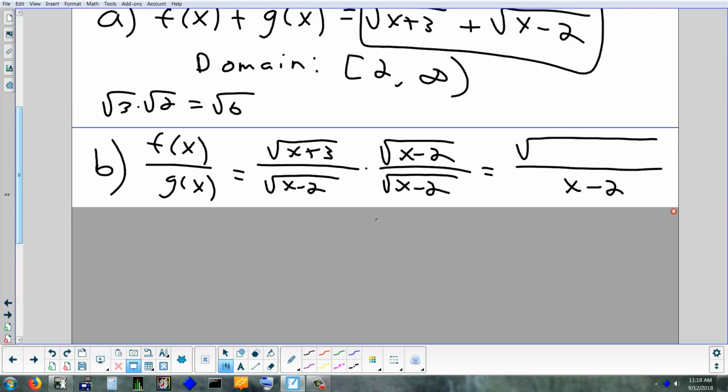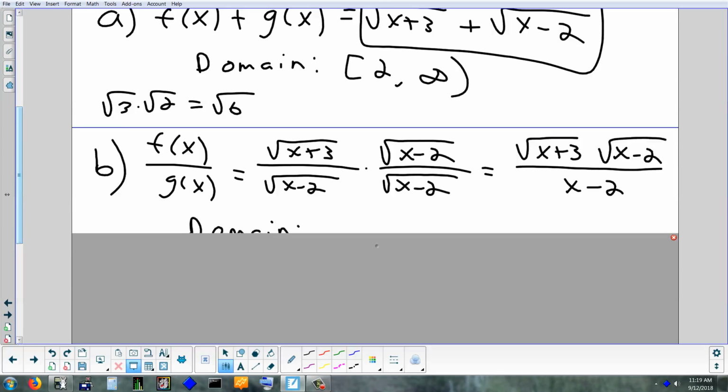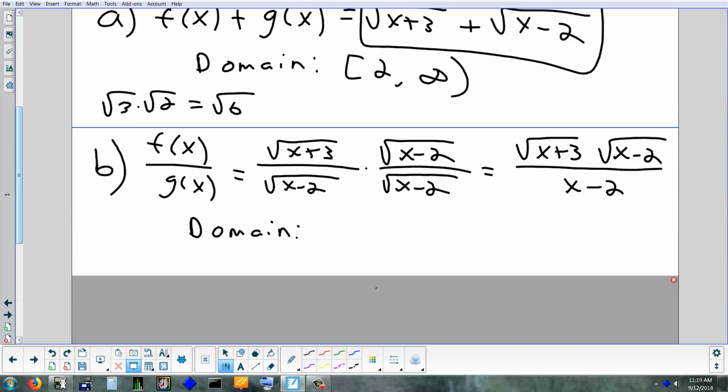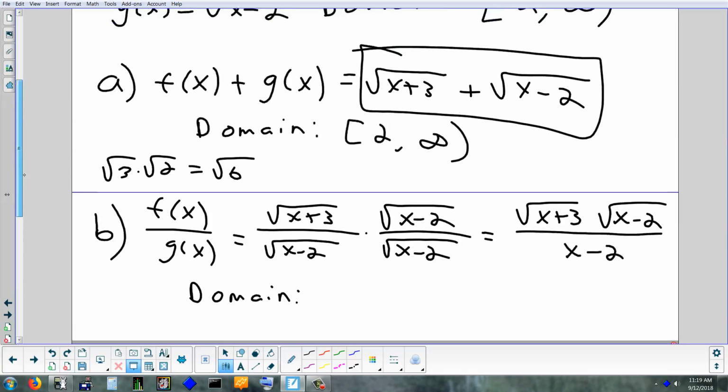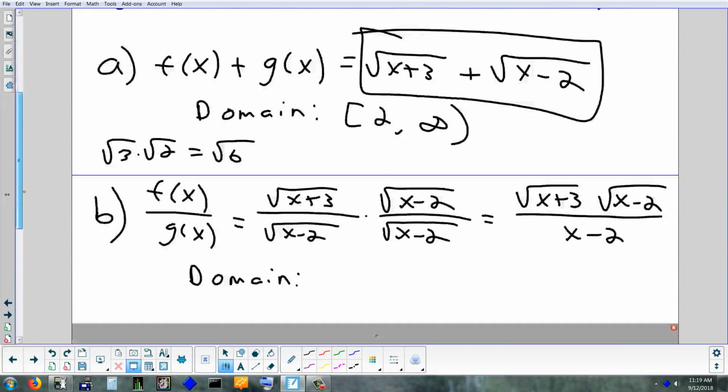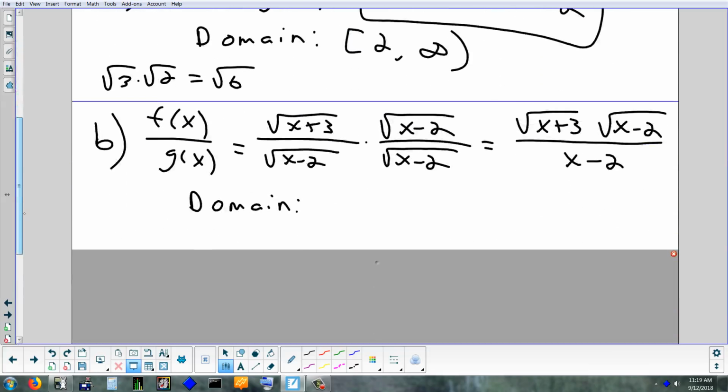Okay, that's probably easier so you can see what's happening. If you combine them, you'd have something like x squared minus 2x plus 3x minus 6. But it's easier to leave it like that. Okay, so we already know the original domains. We did those.